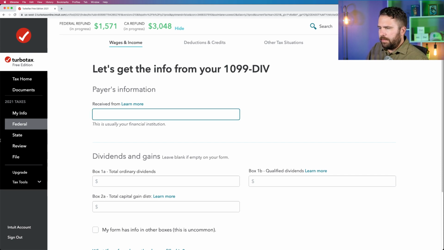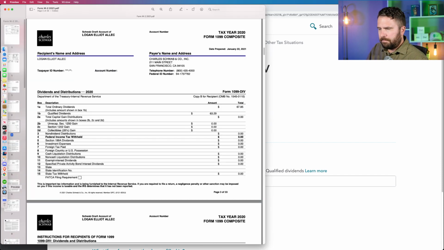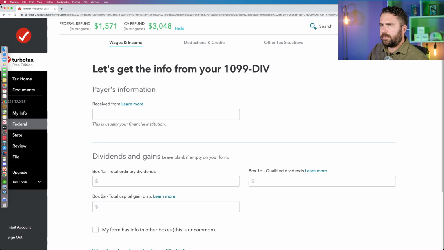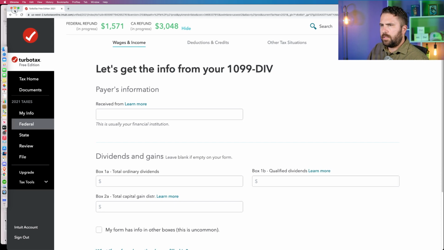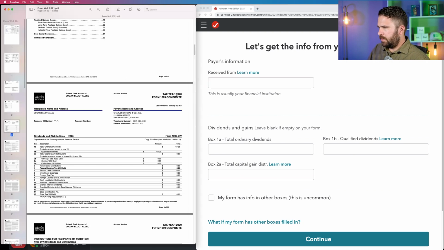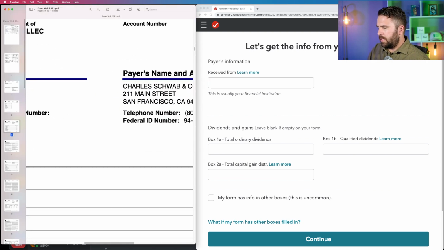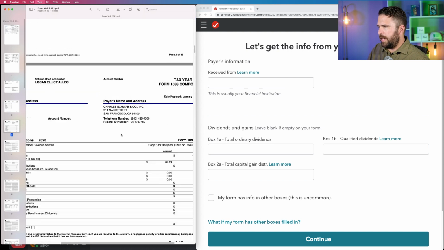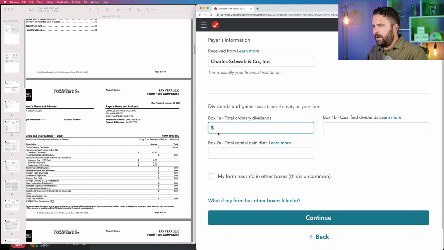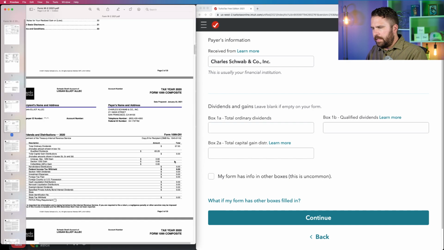All right, received from... Can we do a little split screen type thing here? Let's see. Yes, let's do it like this. Probably easier. All right, so the payer's name and address. So Charles Schwab and Co., Inc. All right, and then the total ordinary dividends is this number here.